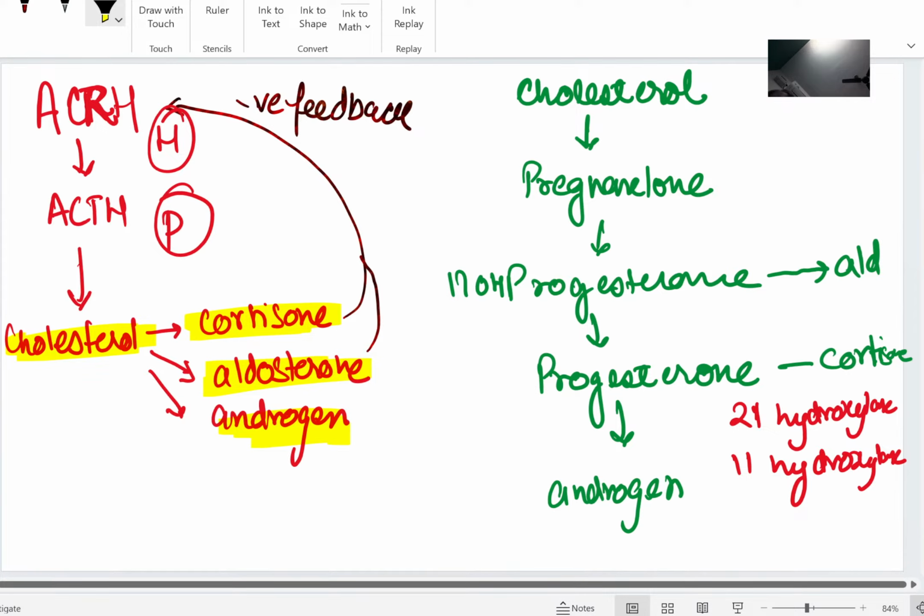How is it changed? This is the biochemistry. This chart is very important. It comes in skin, it comes in surgery, it comes in gynae, it comes in pedia. How is it changed? This is the biochemical pathway. The cholesterol is changed into pregnenolone.